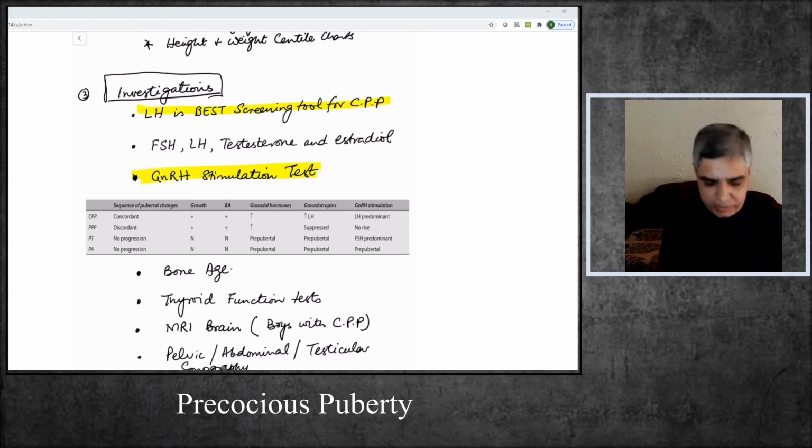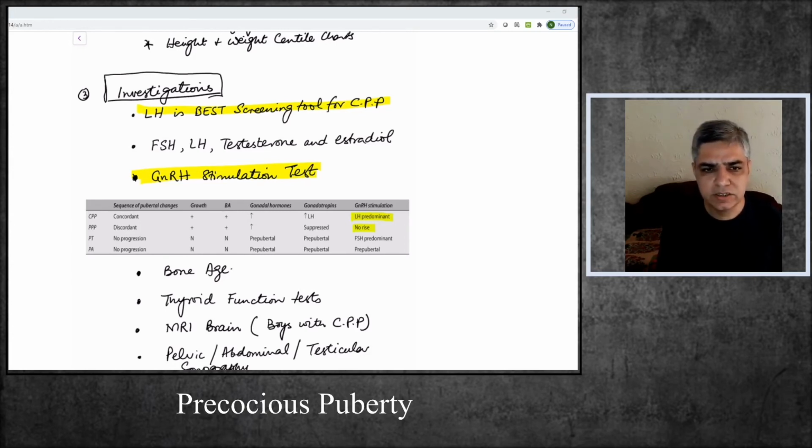So keep it in mind that if you do the gonadotropin releasing hormone test and it leads to a rise in the LH, then this is central precocious puberty, and if it doesn't lead to any rise, then it is the peripheral one. So this is how you differentiate between central precocious puberty, or gonadotropin dependent, and gonadotropin independent precocious puberty.